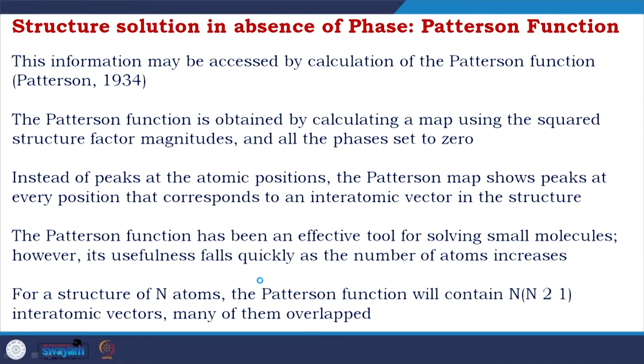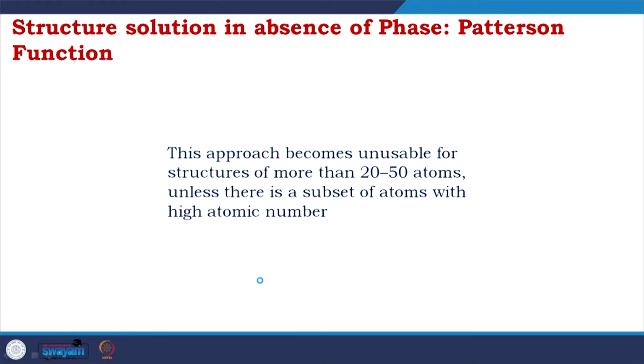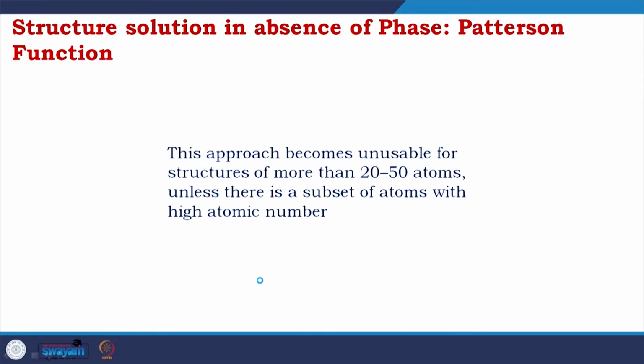For a structure of n atoms, the Patterson function will contain n squared interatomic vectors, many of them overlapped. This approach becomes unusable for structures of more than 20 to 50 atoms unless there is a subset of atoms with high atomic number. So, two things: one, for small molecules this is good, you understand it. A second thing is coming, which is great and which is now what Patterson is used for in protein crystallography. If you see again, this approach becomes unusable for structures of more than 20 to 50 atoms.